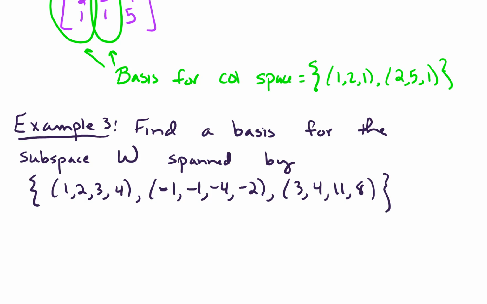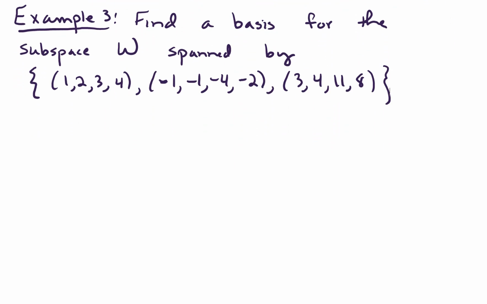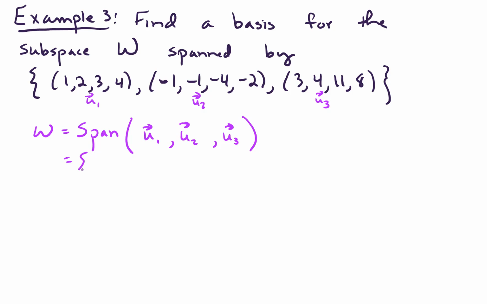So a couple of things to notice here, just the language of this question. W is equal to the span of these vectors, and if we labeled them U1, U2, and U3, you could say it's the span of these 3 vectors. In other words, it's the set that you get when you do linear combinations of these 3 vectors.